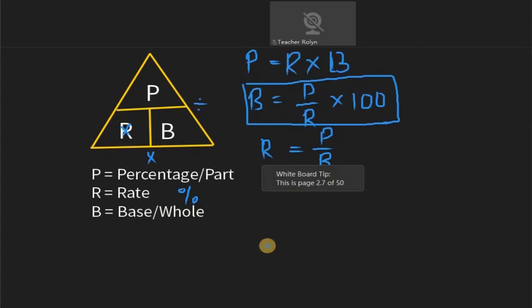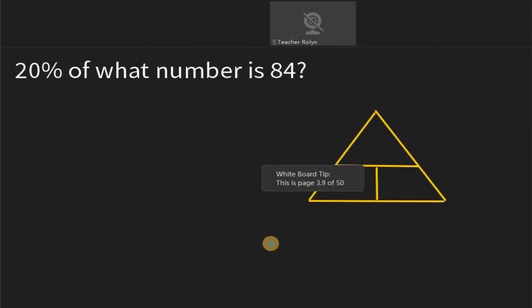Now, let's go back to our problem. 20% of what number is 84? Ang una nating gagawin, of course, ay to identify the given. So we have here 20% and 84. Well, we know a while ago na ang may percent sign is rate. So we already have the rate. At pwede na natin siyang malagay dito sa triangle. How about 84? Based on the problem, 20% of what number is 84?